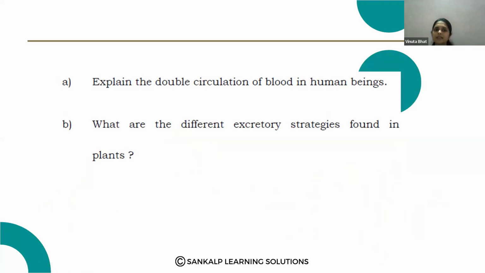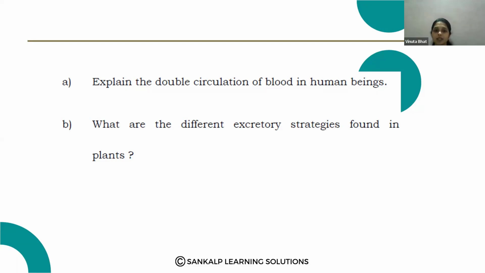Next question. Explain the double circulation of the blood in human beings. The double circulation of the blood. So already we have explained this. This is also an important question, a repeatedly asked question.